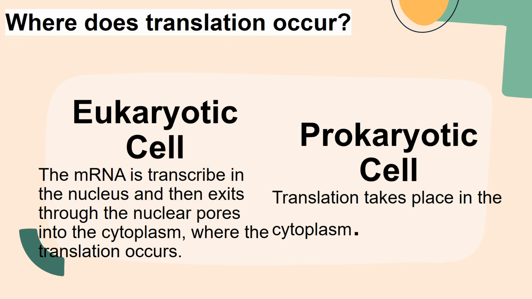Now, where does translation occur? For a eukaryotic cell, the mRNA is transcribed in the nucleus and then exits through the nuclear pores into the cytoplasm, where translation occurs. And for the prokaryotic cell, translation takes place in the cytoplasm. So in both eukaryotic and prokaryotic cells, translation occurs in the cytoplasm.